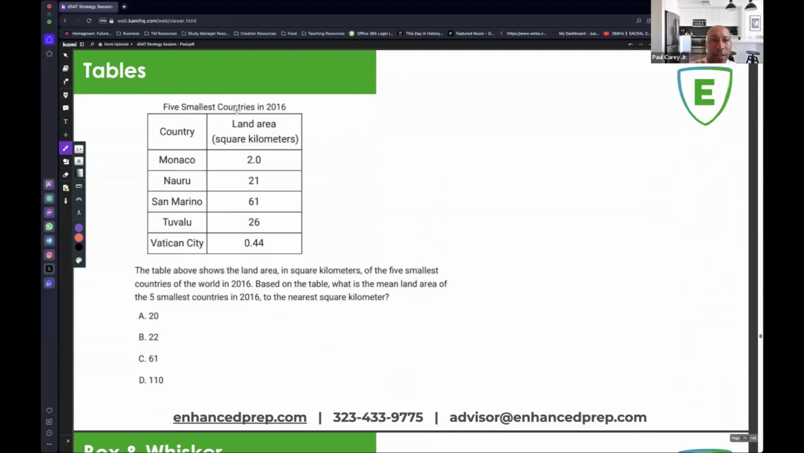Next, let's check out this question. So this one says the 5 smallest countries in 2016. It gives us our country and it gives us our land area by square meters. This question says the table above shows the land area in square meters in the 5 smallest countries in 2016. Based on the table, what is the mean land area of the 5 smallest countries? We have this really cool strategy that we can do for these, where we're trying to think about the overall value. But let's see, do we need to do that all the way? Well, we have 2 values that are super small.